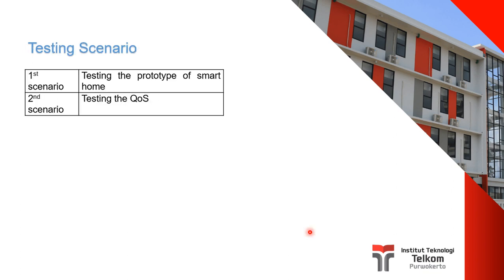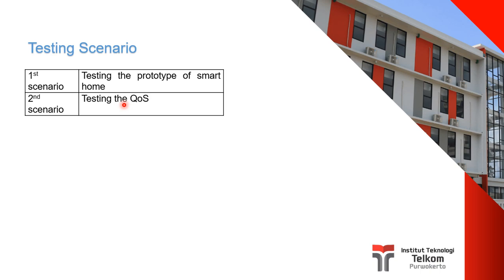Okay, next is the explanation about the testing scenario. Divided into two scenarios. The first scenario is testing the prototype of the smart door lock. This is equal to hardware parts, testing the hardware. And the second is testing the quality of service of transmitting and receiving the information.